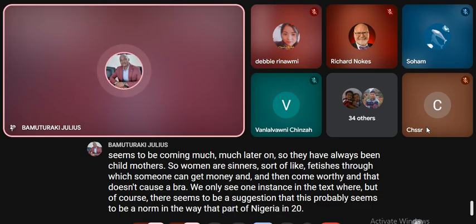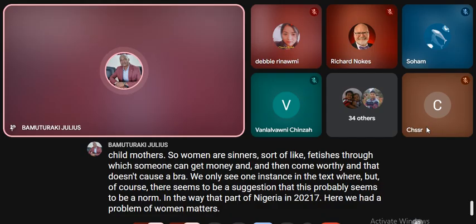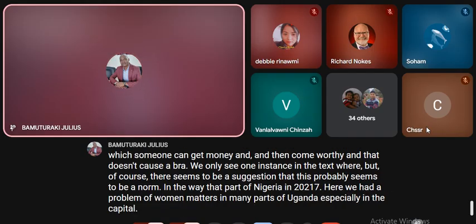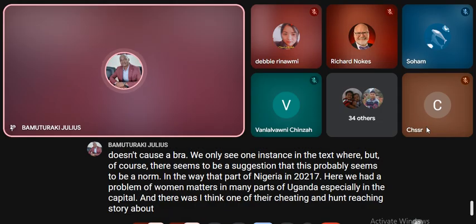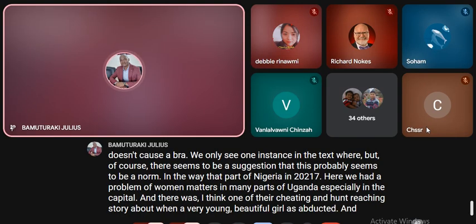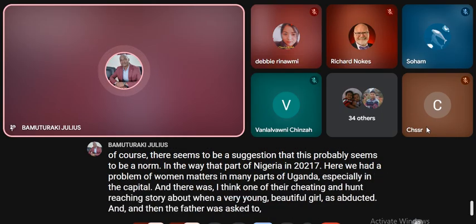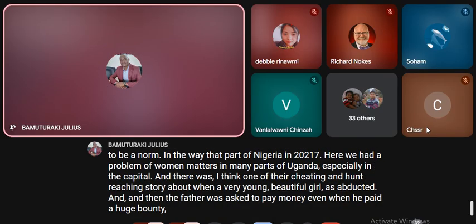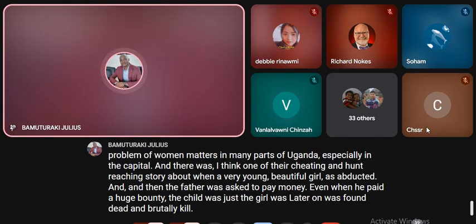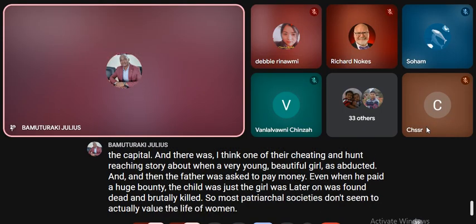In 2017 here, we had a problem of women murders in many parts of Ghana, especially in the capital. And there was, I think, one very chilling and heart-wrenching story about a very young and beautiful girl who was abducted, and then the father was asked to pay money. Even when he paid a huge bounty, the girl was later found dead and brutally killed. So most patriarchal societies don't seem to actually value the life of women, and so the regard is very low.